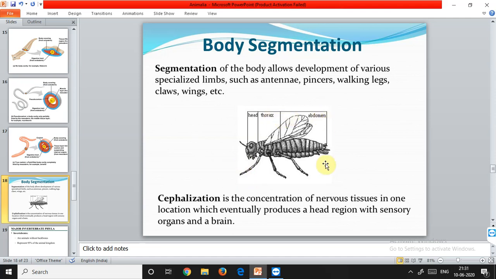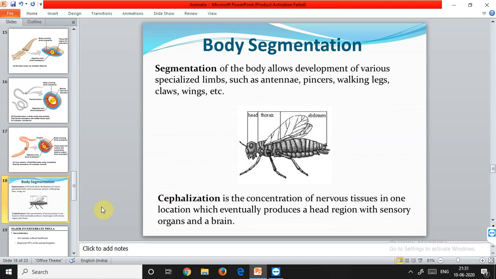Now the body of tapeworms shows segmentation, but it differs basically from that of annelids, as it is pseudosegmentation. What is pseudosegmentation? The metameric segmentation is not similar to that of the annelids, and the segments are not similar to each other. The metamers are different, so that's why it is called pseudosegmentation.